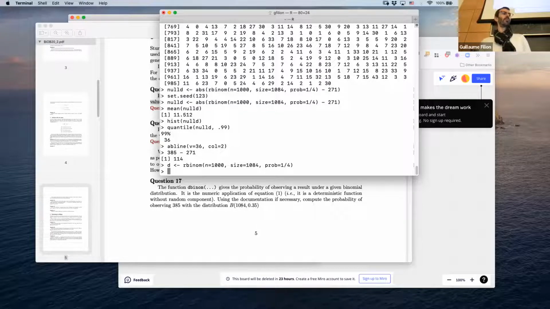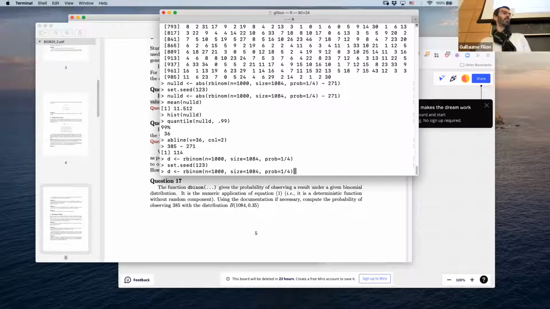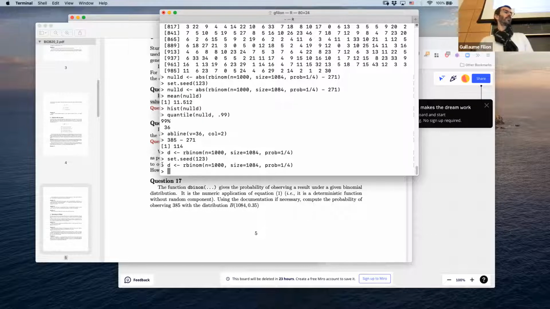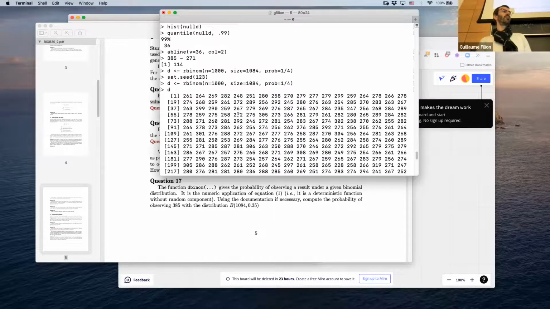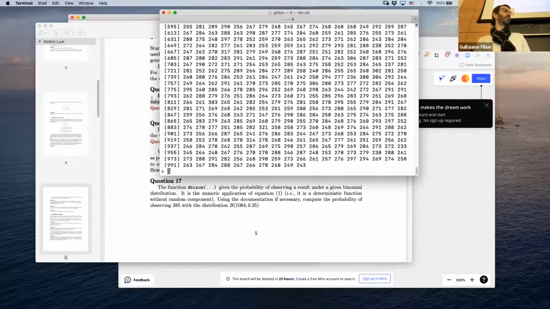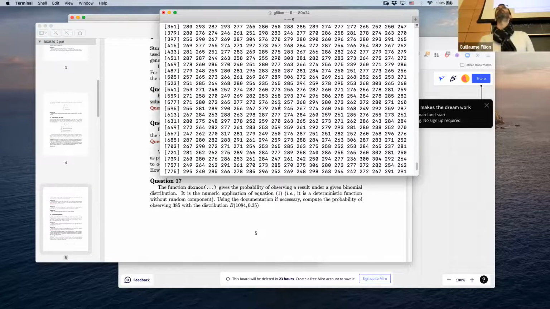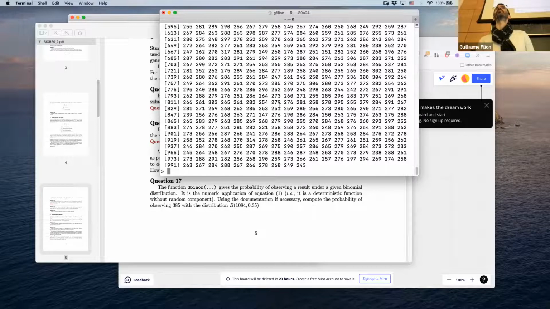So here we go. I've just sampled here from the binomial distribution of 1084 and probability 1/4. And I need to here get the set seed trick. So how do I count? Well, let's see the D here, right there. How do I count how many of these values are equal to 385? 385, sorry. Anyone remembers? Go ahead.